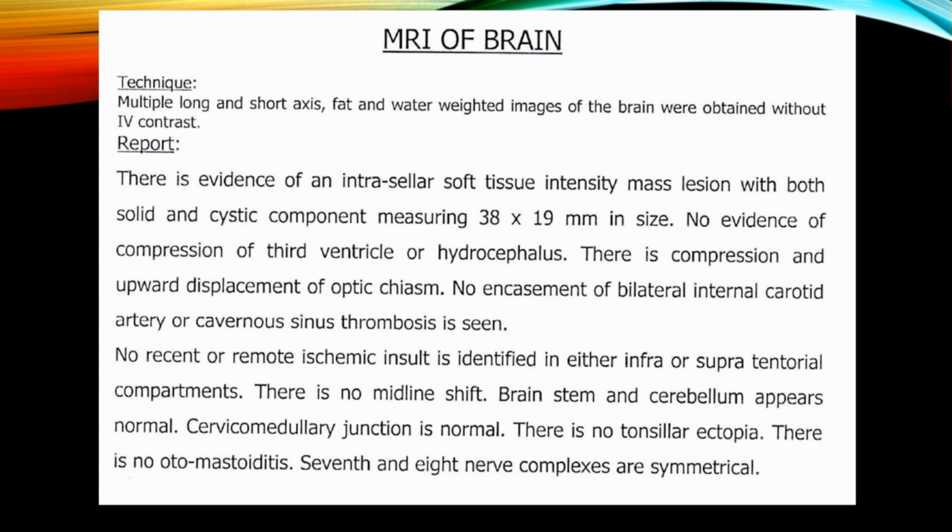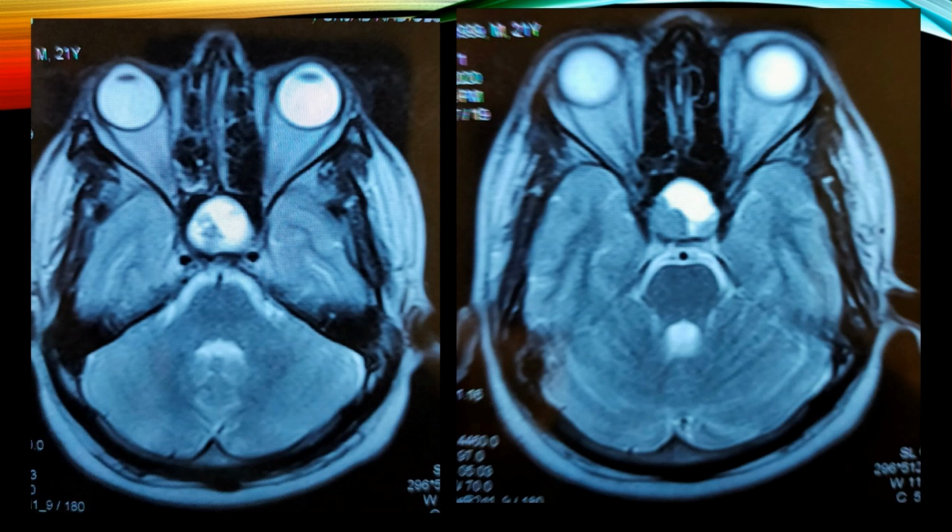an MRI scan was ordered, and that revealed evidence of an intrasellar soft tissue intensity mass lesion with both solid and cystic components measuring 38 by 19 millimeters, and no evidence of compression of the third ventricle or hydrocephalus. There's compression and upward displacement of the optic chiasm, and no encasement of bilateral internal carotid arteries or cavernous thrombosis seen. No recent or remote ischemic insult identified. There is no midline shift. Brainstem and cerebellum appear normal, and the cervicomedullary junction was normal.